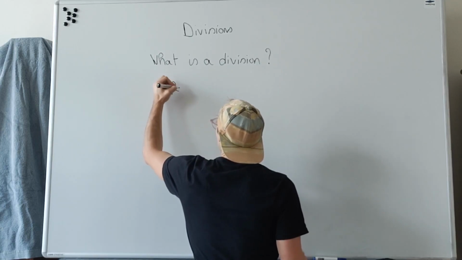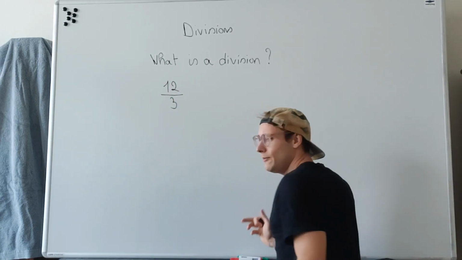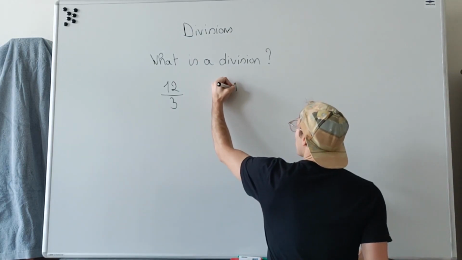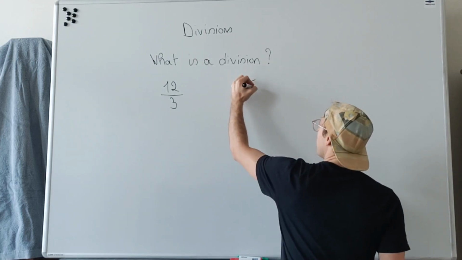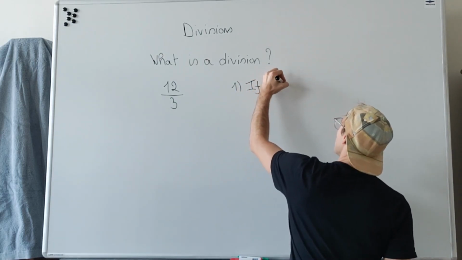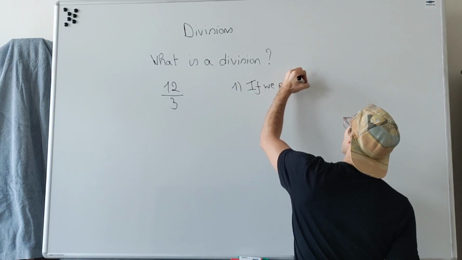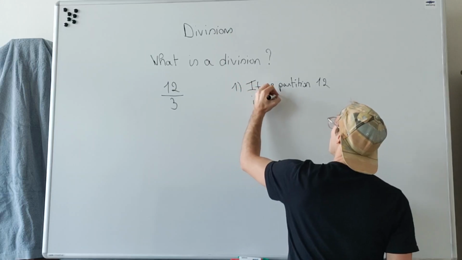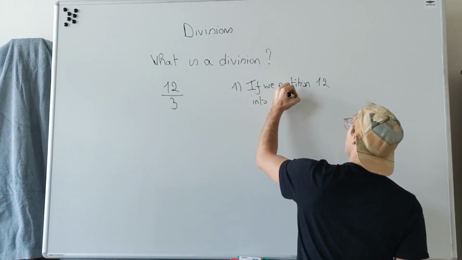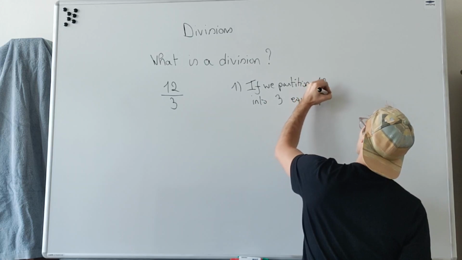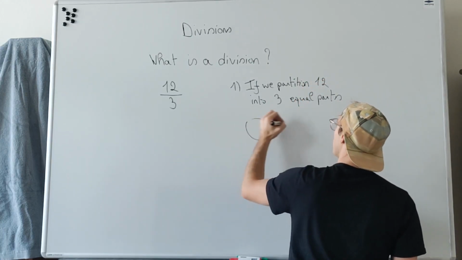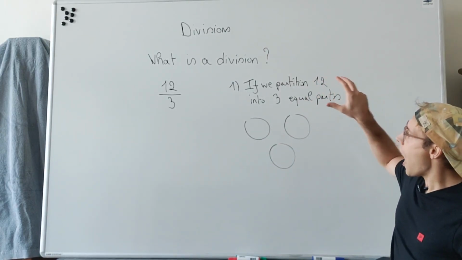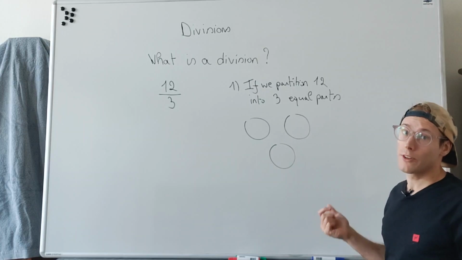If we would like to divide the number 12 by 3, well, there are two ways of looking at this. The first way is if we partition 12 into 3 equal parts. So let's draw 3 circles in here. How much does every part contain?